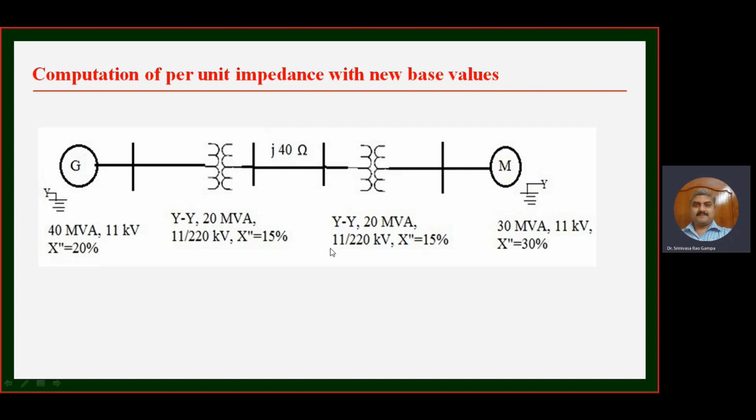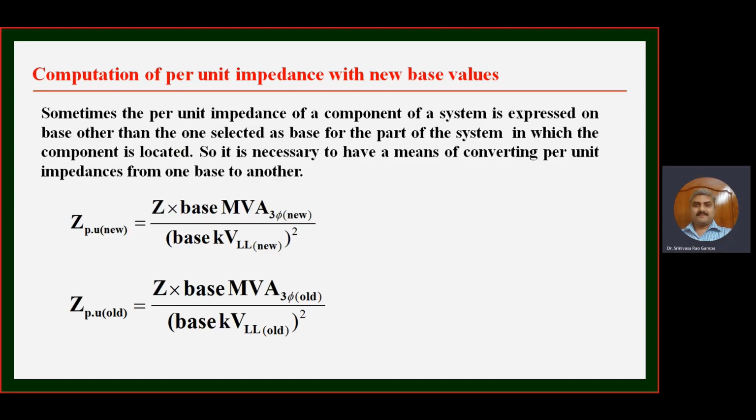So when you want to solve a complex system, we need to have a common base voltage and a common base MVA. For that, the per unit impedance in one base is known, and we need to calculate the other base values. Here, Z per unit new is equal to Z into base MVA three-phase new by base kV LL new whole square. And Z per unit old is equal to Z into base MVA three-phase old by base kV LL old whole square.